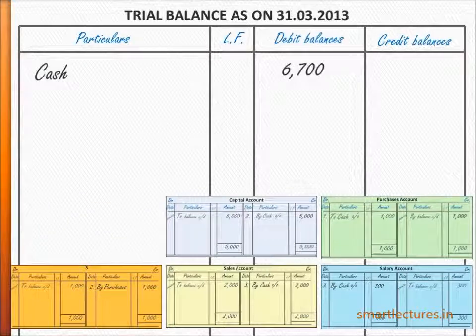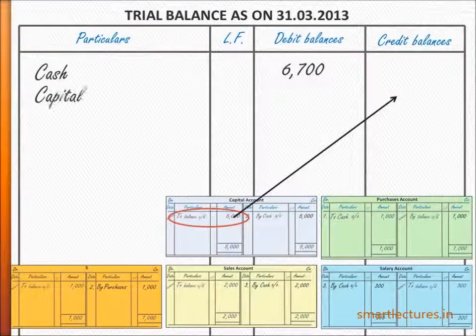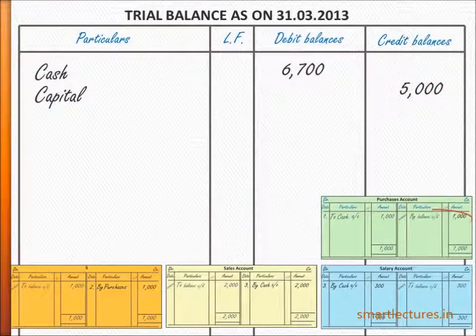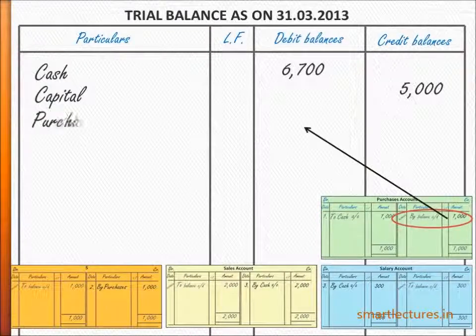Now come to the capital account. On debit side, to balance c/d 5,000. So this amount will be transferred to trial balance on the credit side. Capital 5,000. Now move to the purchases account. By balance c/d on credit side, on right hand side, rupees 1,000. This closing balance will be transferred to trial balance. On trial balance, on debit side, purchases 1,000.